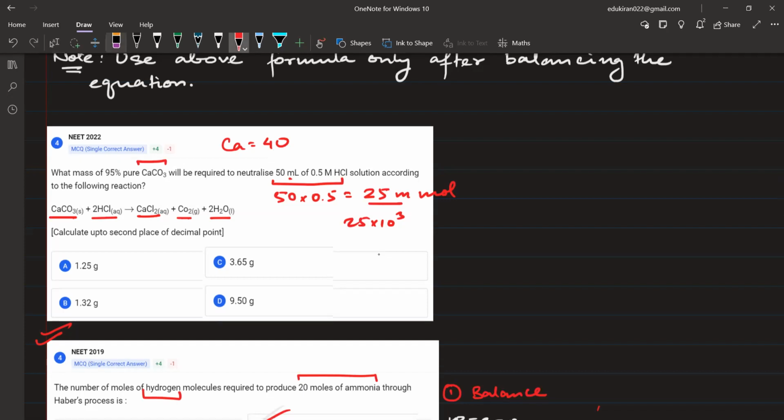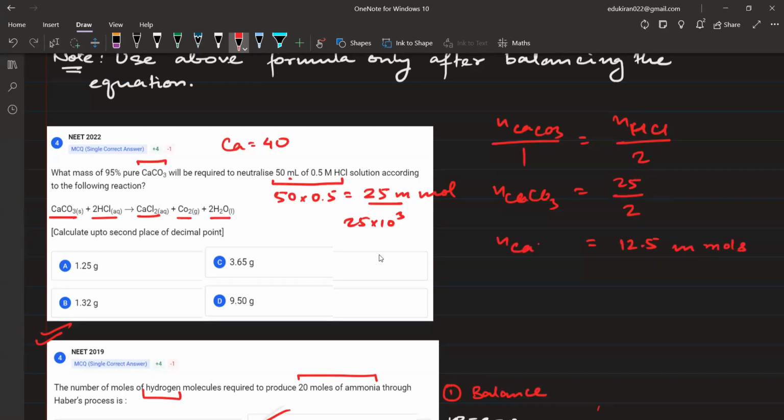See, number of moles of CaCO3 required will be equal to n upon 1 because यहाँ पे stoichiometry 1 है, equal to the number of moles of HCl divided by what is the stoichiometry? 2. The number of moles of CaCO3 will be equal to number of moles कितना है? 25 divided by 2. This is equal to 12.5 millimoles. This is the number of moles of CaCO3 required.